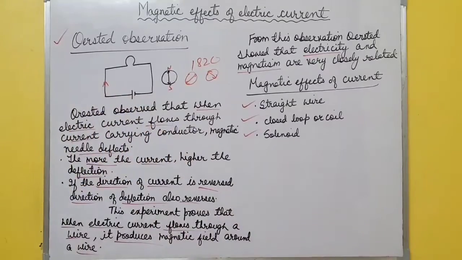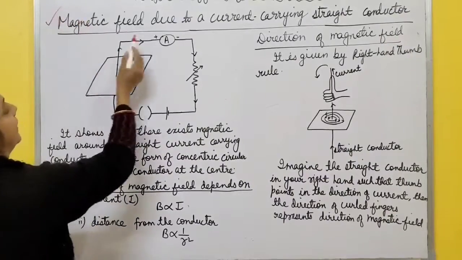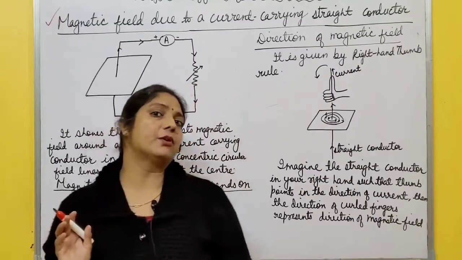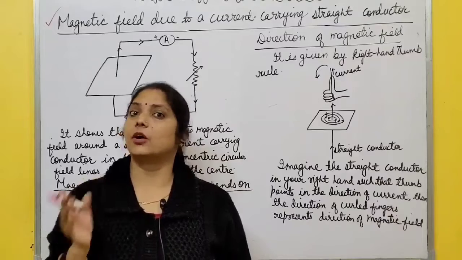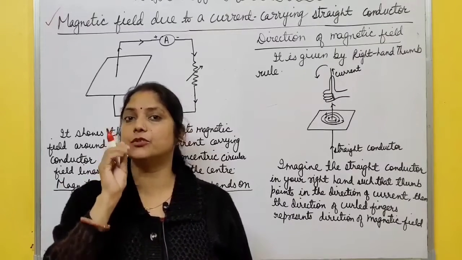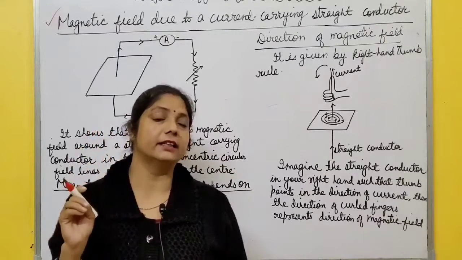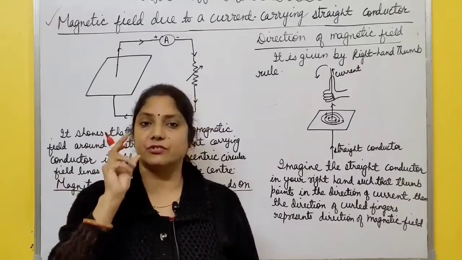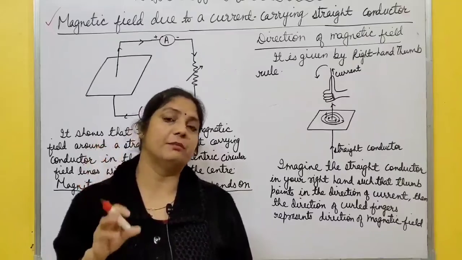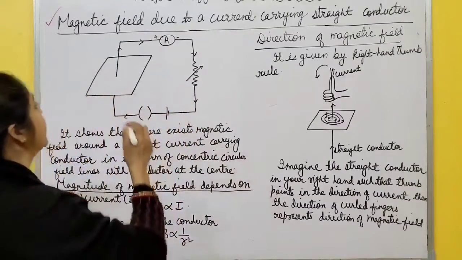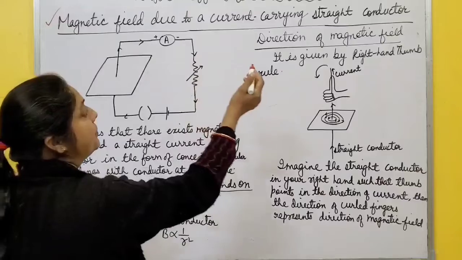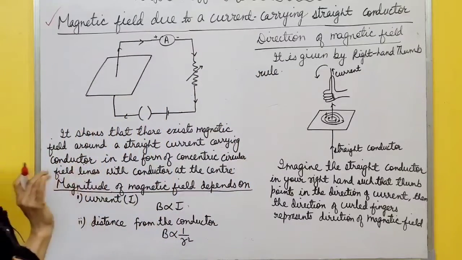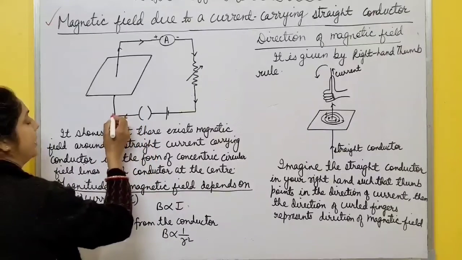Please take a screenshot. Now, the next topic is magnetic field due to a current carrying straight conductor. We already discussed Oersted's observation. Oersted observed that when current flows through a current carrying conductor, there is a magnetic field around it. That conductor may be a straight line, a circular coil, or a solenoid. So first I am going to discuss how a magnetic field is produced due to a current carrying straight conductor, right? To observe this, you take one straight current carrying wire.